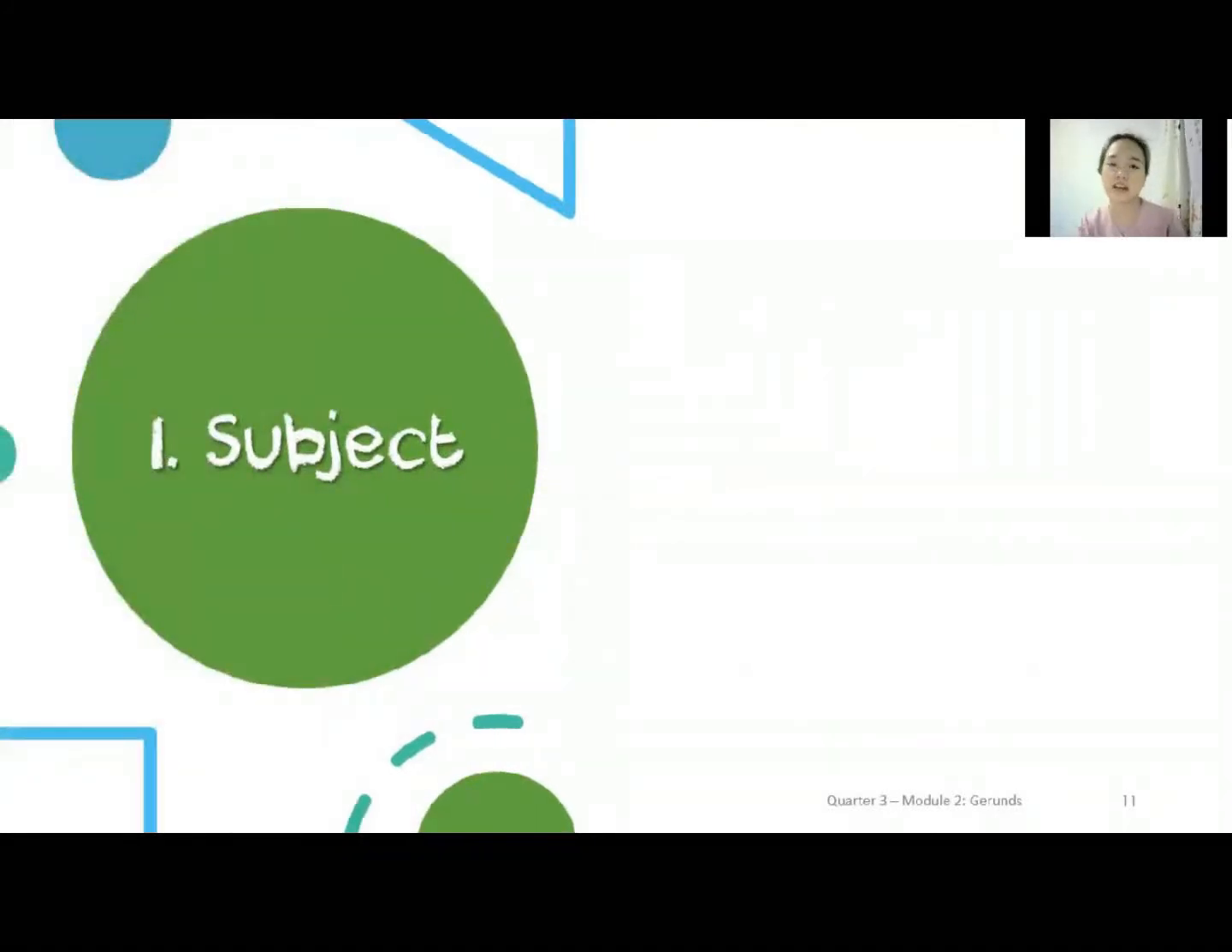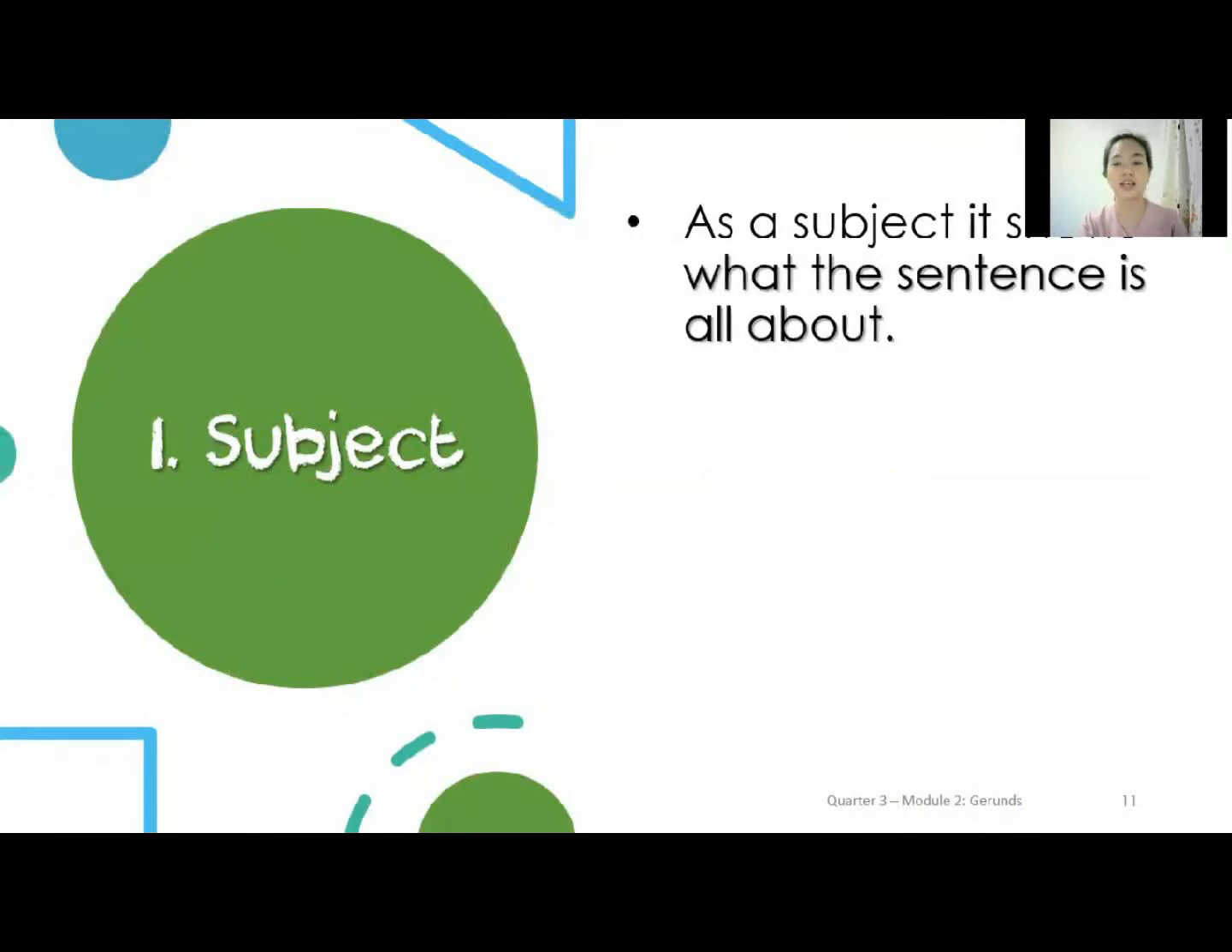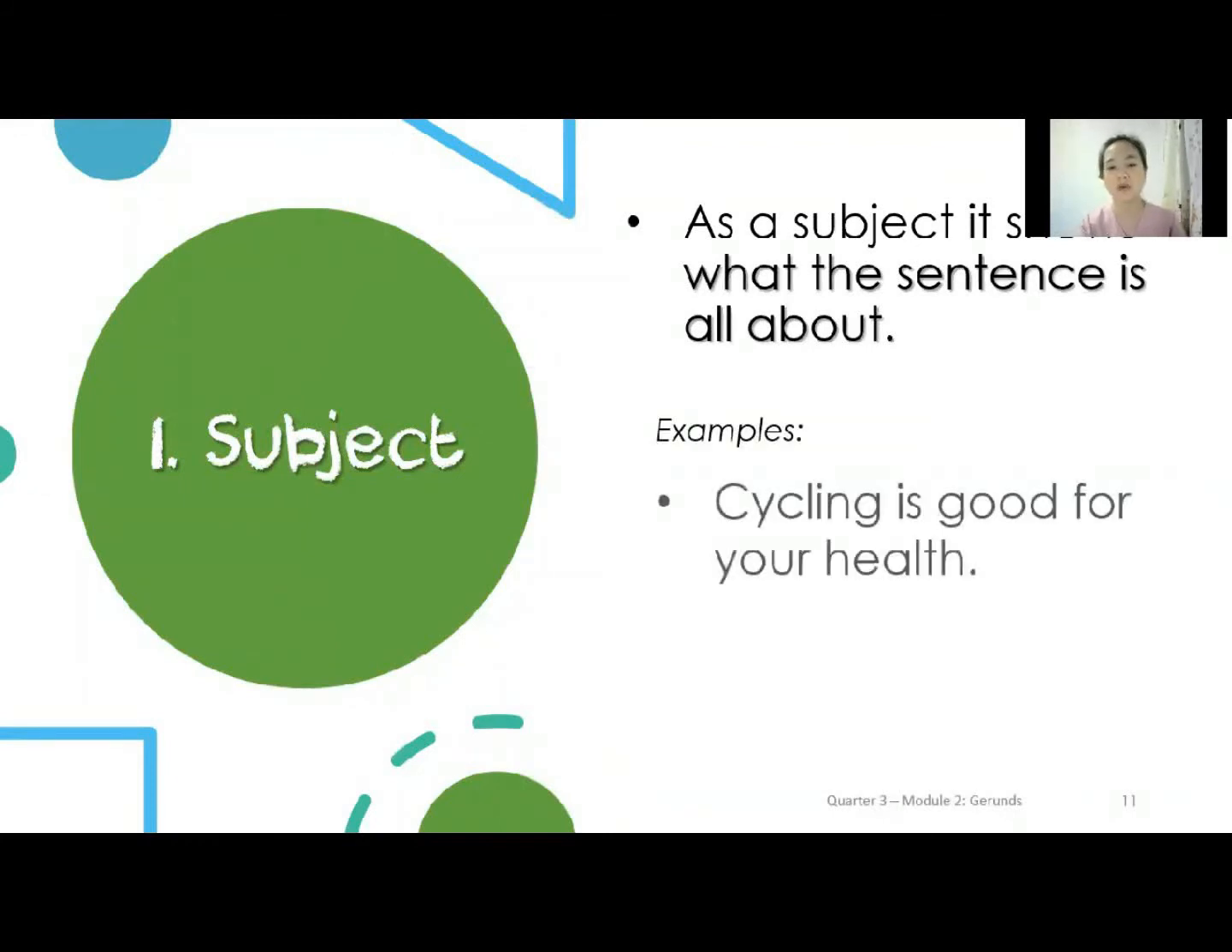When we say gerund as a subject, it is functioning as a subject and it tells what the sentence is all about. So again, it answers the question, what is the sentence all about? Let's use our examples to identify how the gerund here is a subject. Example number one is this: Cycling is good for your health.